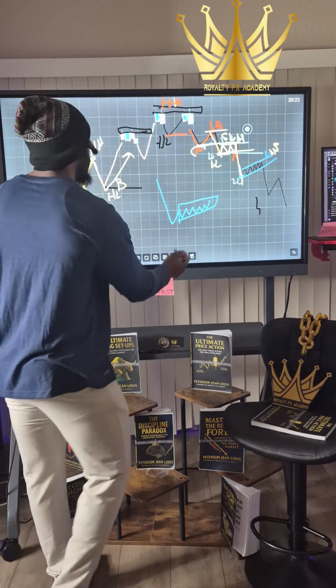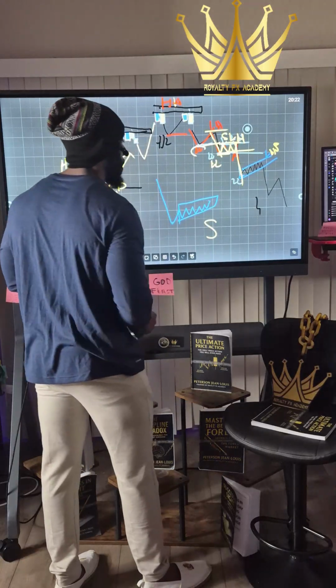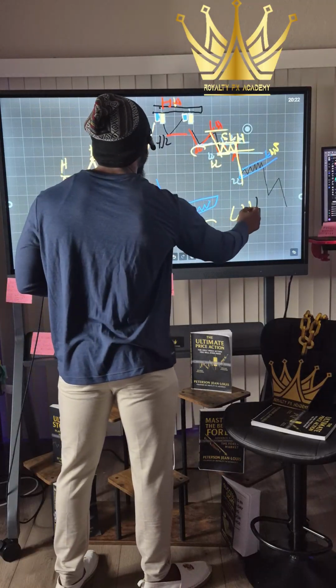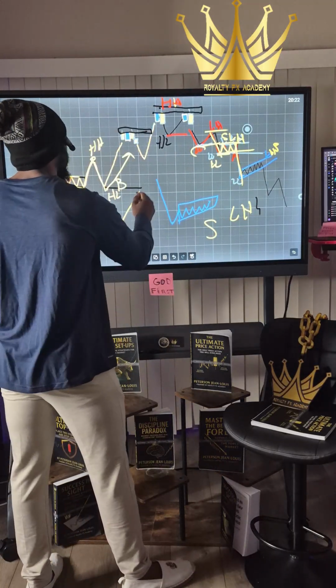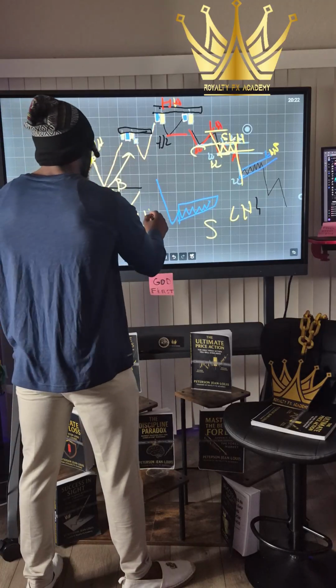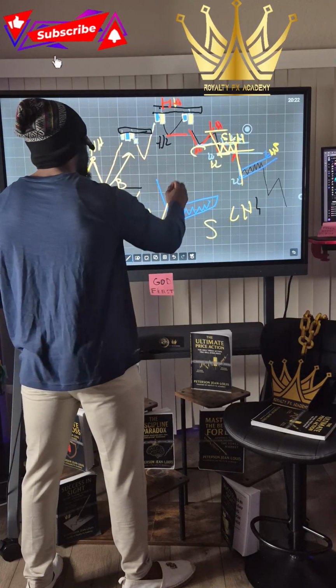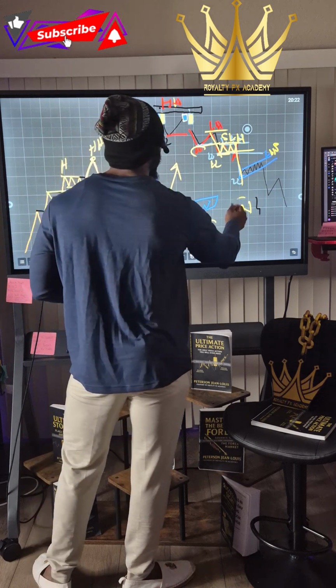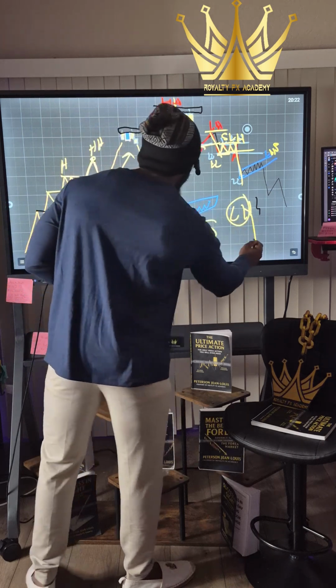Okay, we sell the market in a downtrend at the low high. We buy the market in an uptrend at the higher low. Okay, so we buy the higher low to give us a higher high. We sell it at the lower high so it can give us a lower low.